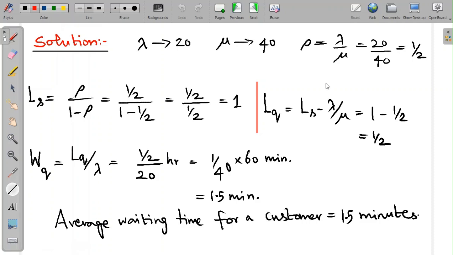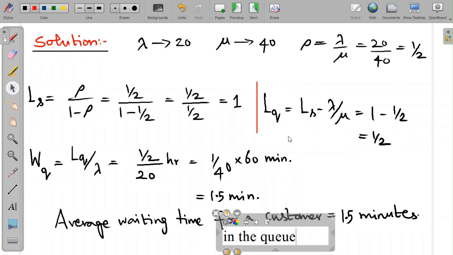So it is 1 by 40 of an hour, which we can convert into minutes. It simplifies down to 6 by 4 minutes or 1.5 minutes. So the average waiting time for a customer in the queue is 1.5 minutes. That helps us solve the problem. This is in the queue. WQ is what we are expected to find out, and we have found out just that.